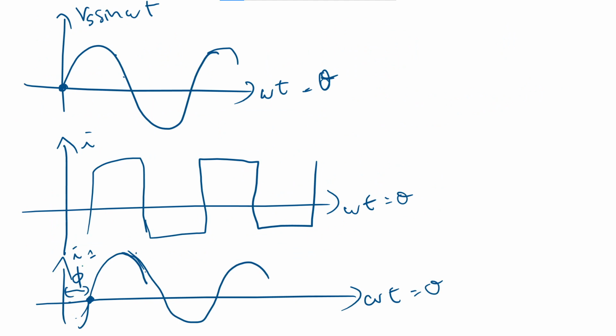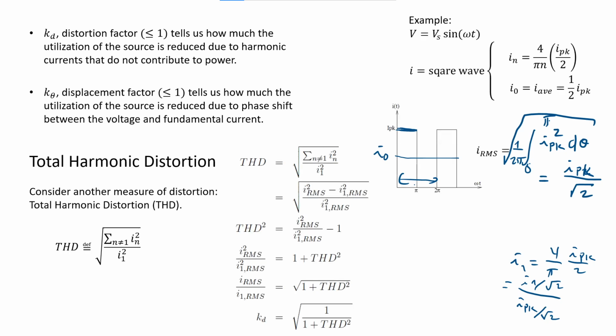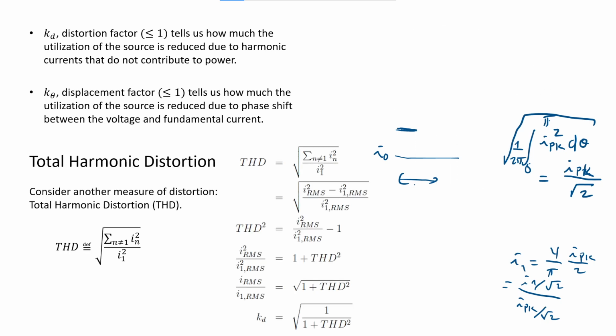Phi 1 here refers to the voltage. Because your current I here is already shifted by phi 1 like this. That's why the first term is the sine wave shifted by phi. This should be phi 1. Okay, let me show all, not that, this one first.